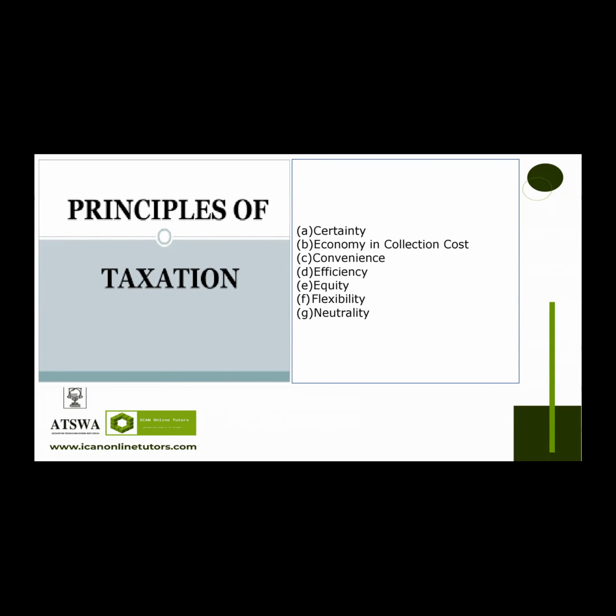For instance, in Nigeria, the company income tax specifies the relevant tax administrator, which is the Federal Inland Revenue Service. And for personal income tax, the administrator is the state, which is represented by the State Board of Internal Revenue. And also at the local government level, we have the Local Government Revenue Committee. So this is a good example of certainty in the tax law.